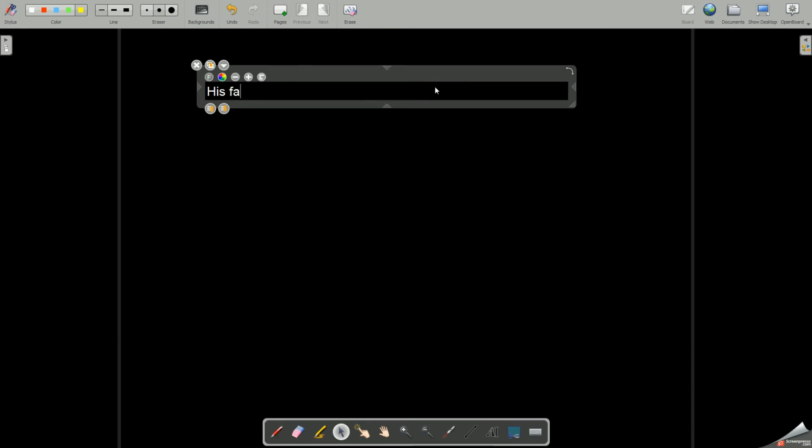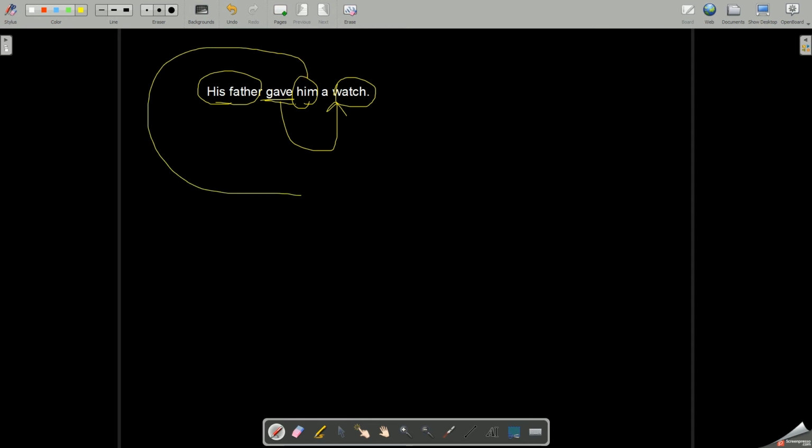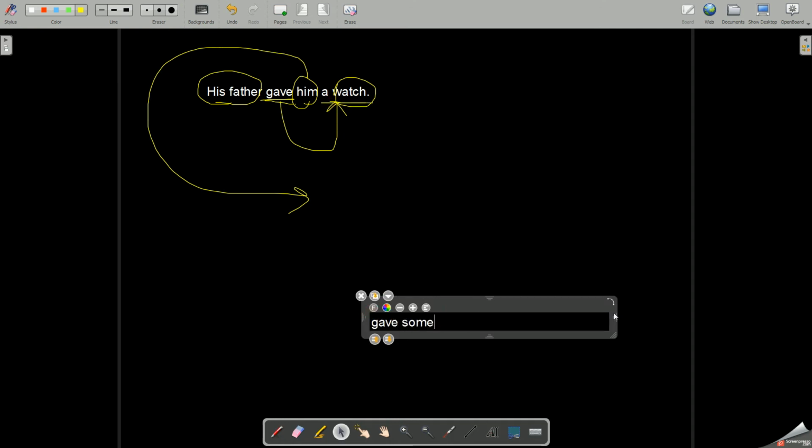His father gave him a watch. So in this you can see his father gave what? Gave something. Yes, gave a watch. But to whom? To him. So here him is an object, watch is also an object. So we have two objects over here. So actually gave what? Gave a watch. It answers the question, gave something.